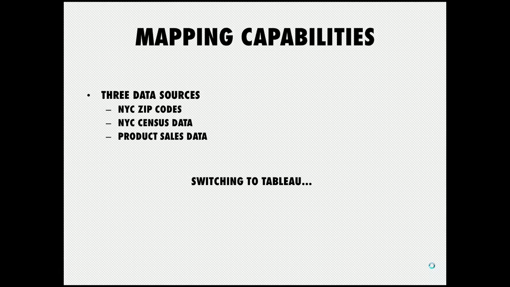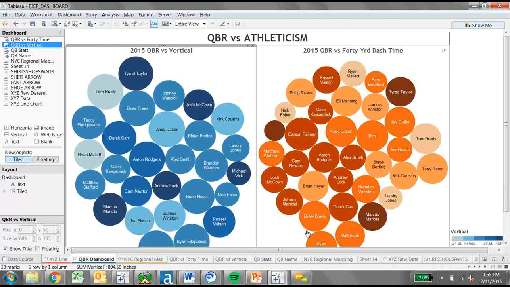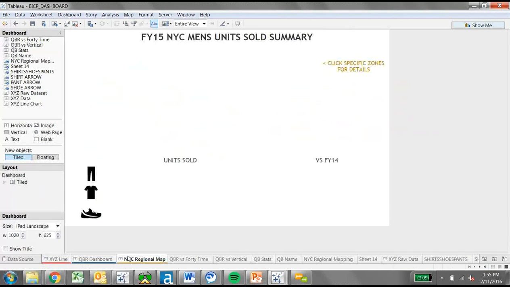So I kind of made up some data. I made up some product sales. I made up a fictional company. I said, hey, we're going to sell men's apparel. We're going to sell shoes, pants, and shirts. Only these three items, and let's see how we're doing in New York City. So let's say I'm the general manager of New York City for this specific company I just made up.